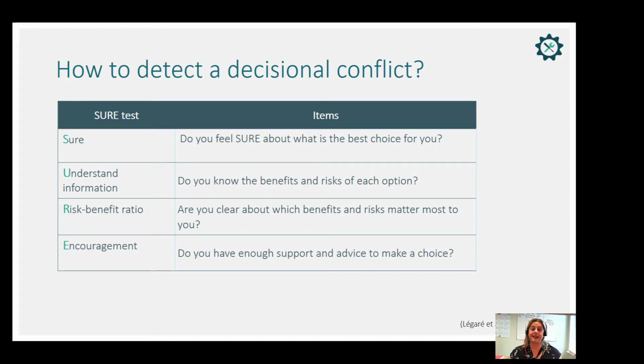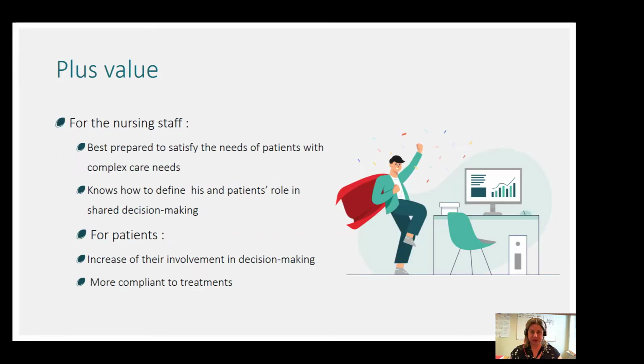The U stands for understand information. Sorry about that. So, fast forward to the R, which is for risk benefit ratio. Is the patient clear about which benefits and risks matter most to him? And finally, the E is for encouragement. Did the person have enough support to make a choice?